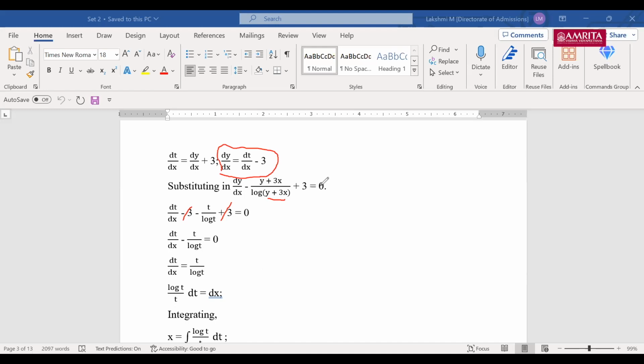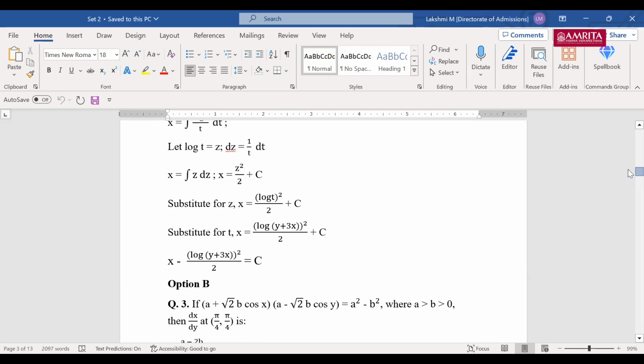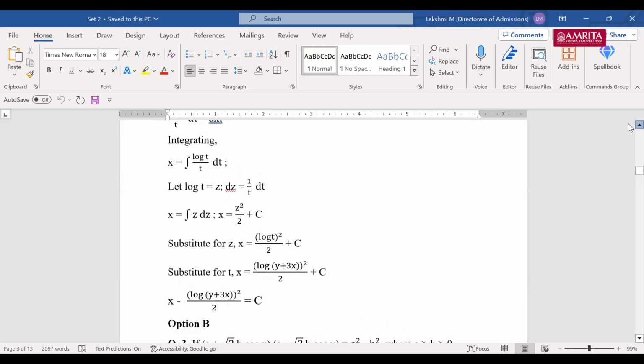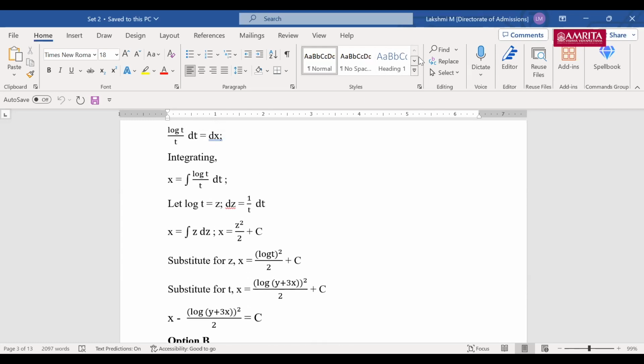I've just completed the substitution part. Now I'm just going to solve it, just going to integrate it, just going to find the solution of it. Now this is what I got: log t by t dt is equal to dx. Now I want to integrate it. So dx, it will be x. Integral of log t by t.